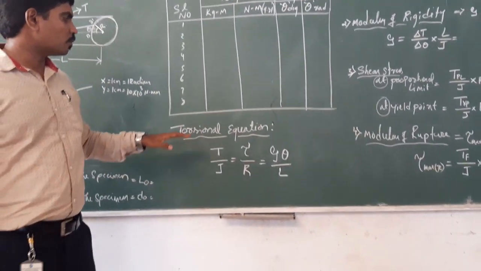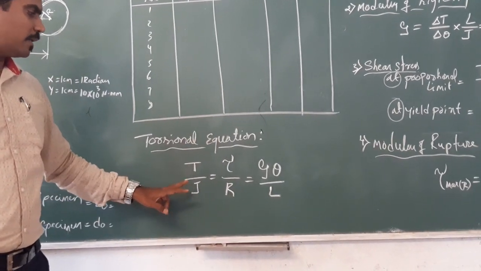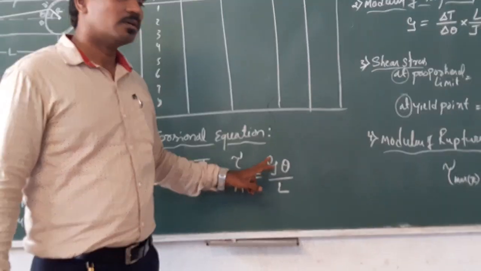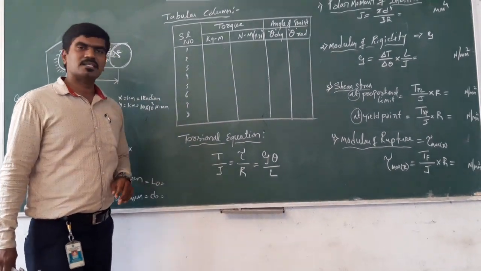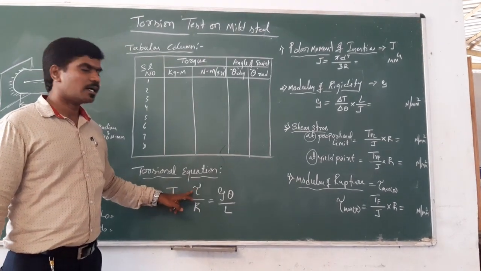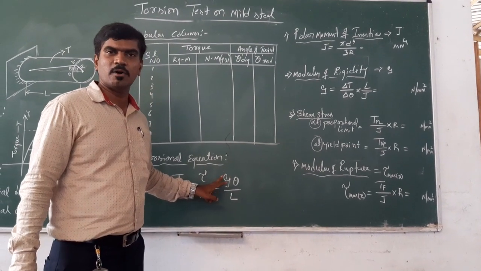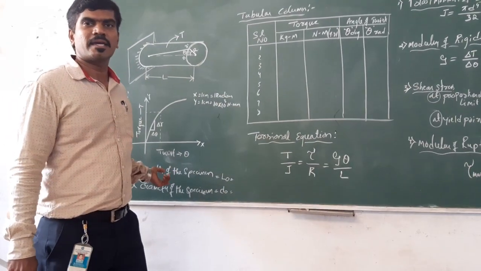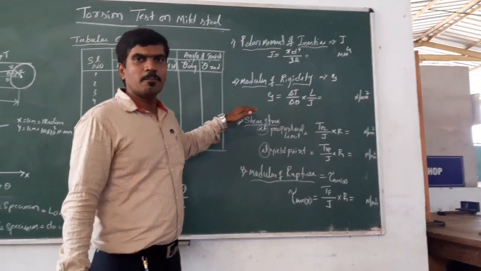Next, the equation we are using in this experiment is the torsional equation: T by J is equal to tau by R, which is equal to G theta by L, where T is the torque, J is the polar moment of inertia, tau is the shear stress, R is the radius, G is the rigidity modulus, theta is the angle of twist, and L is the specimen gauge length. By using this equation, we have to find out these important quantities.